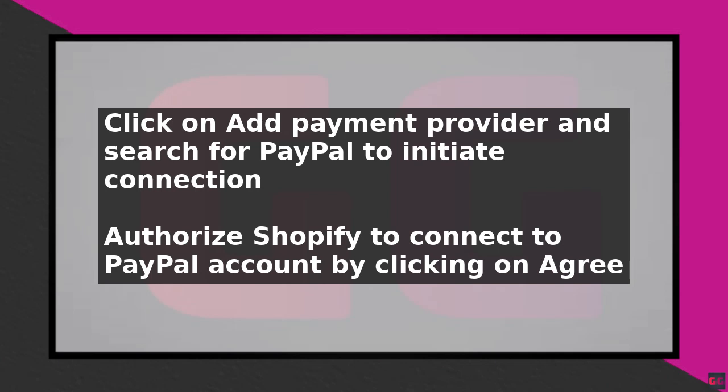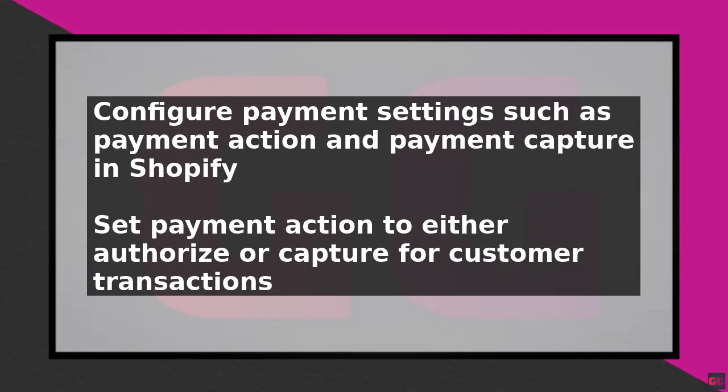In the Payment Providers page, you will see PayPal listed as a payment provider. Click on PayPal to configure the settings. In the PayPal settings page, you can configure the payment settings such as the payment action, which can be either authorize or capture. The authorize action allows customers to place orders without immediately charging their cards, while the capture action charges the customer's card immediately after the order is placed. You can also configure the payment capture, which allows you to capture the payment manually or automatically.